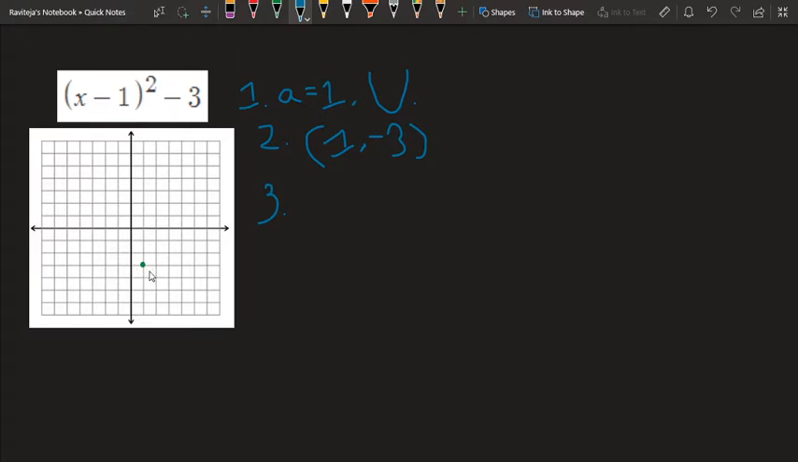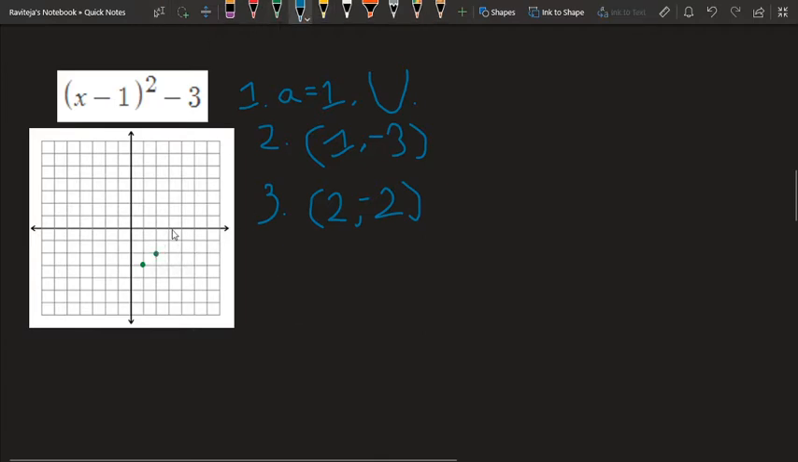So for example, let's just do the points to the right of the vertex. We'll do x equals 2 and x equals 3. Instead of substituting it in and showing the work, we can just do this one in our head because it's simple math. So at x equals 2, we'd substitute in 2, 2 minus 1 equals 1, 1 squared equals 1, and 1 minus 3 equals negative 2. So 1 point would be at 2 comma negative 2. So let's put that point in on our graph. 2 comma negative 2.